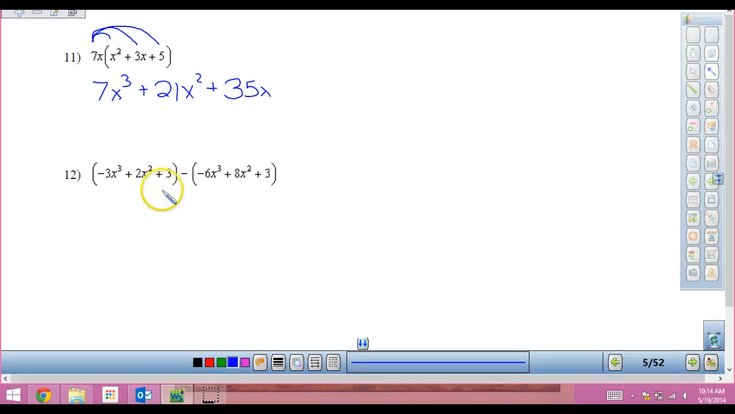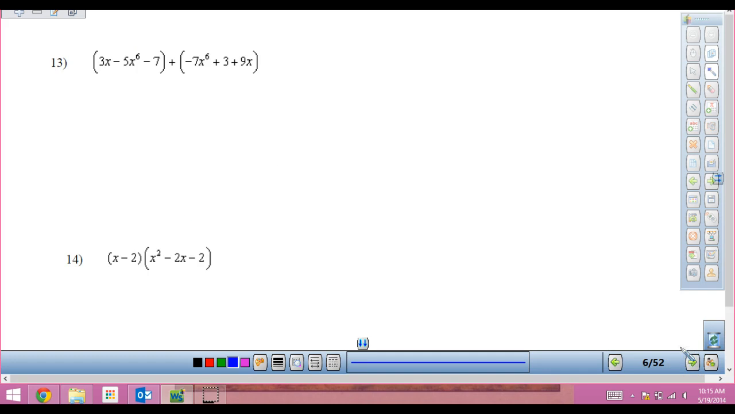Number 12, again, a subtraction sign. So negative 3x cubed minus a negative, so that turns into a plus. So we end up with a positive 3x cubed, 2x squared minus 8x squared, so negative 6x squared, and then 3 minus 3 is going to give us a 0, and we don't have to put a 0 there, so our answer is going to be just like that.